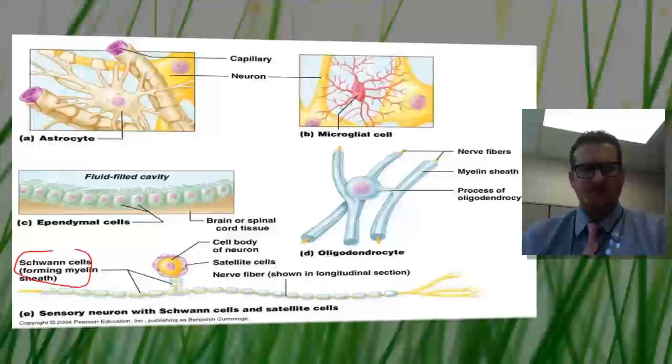This is the Schwann cell. The other four types are found only in the central nervous system. Schwann cells are found in the peripheral nervous system.